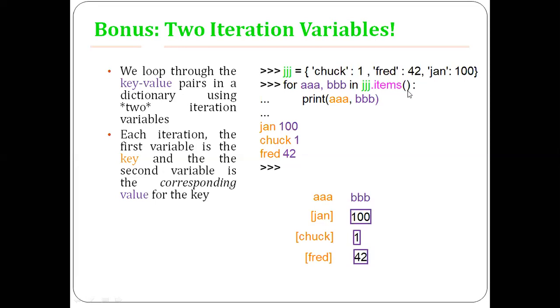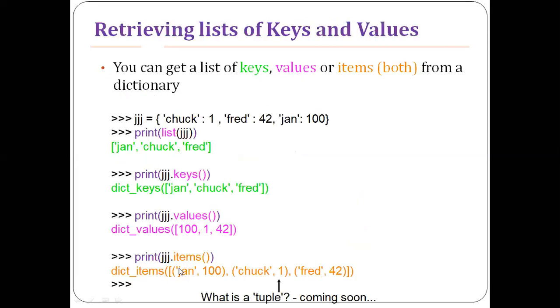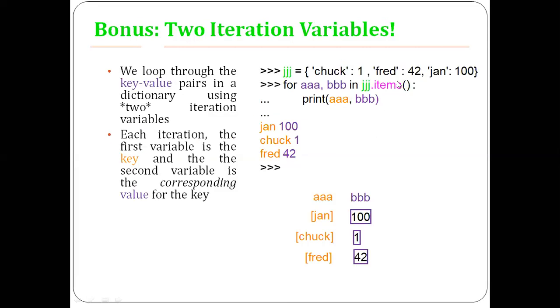Library function items, which we have seen in the last example, is going to take the key as well as the value. So what you do is that you are just reading the items. For aaa, bbb in the items, both the key as well as the value, what you are doing is just printing both of them. That is, aaa and bbb. aaa is nothing but the keys, and bbb is nothing but the values. It is going to print both of them.